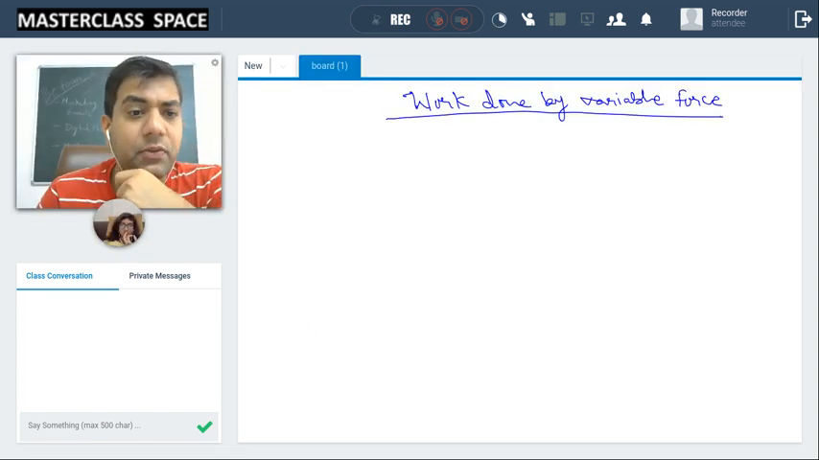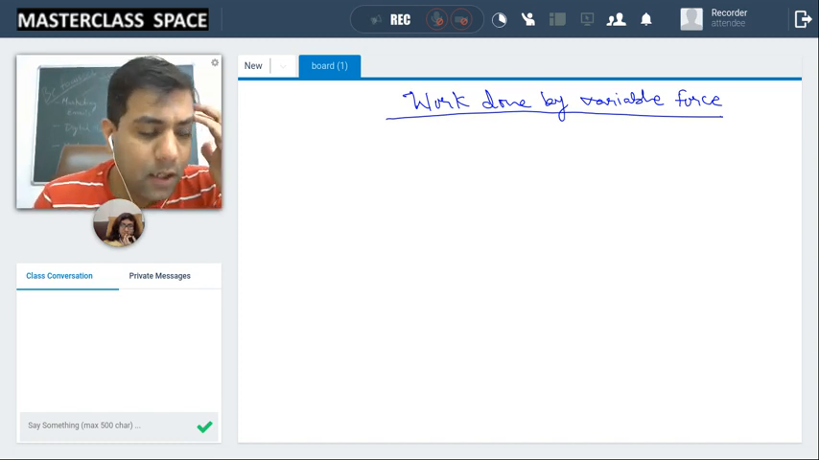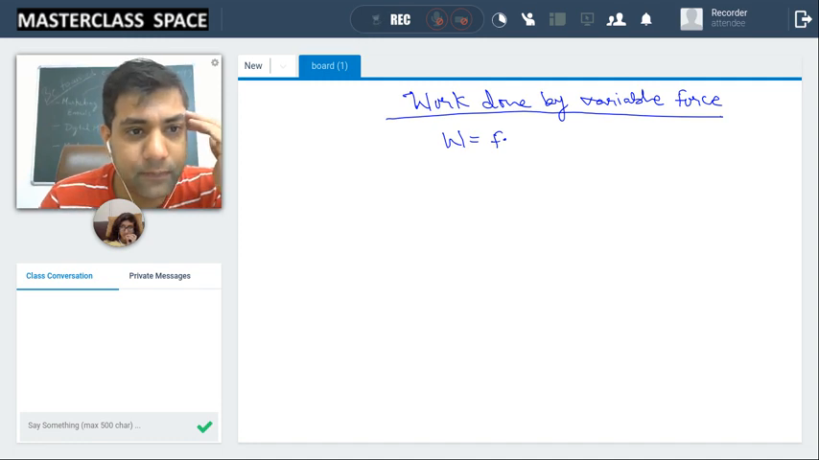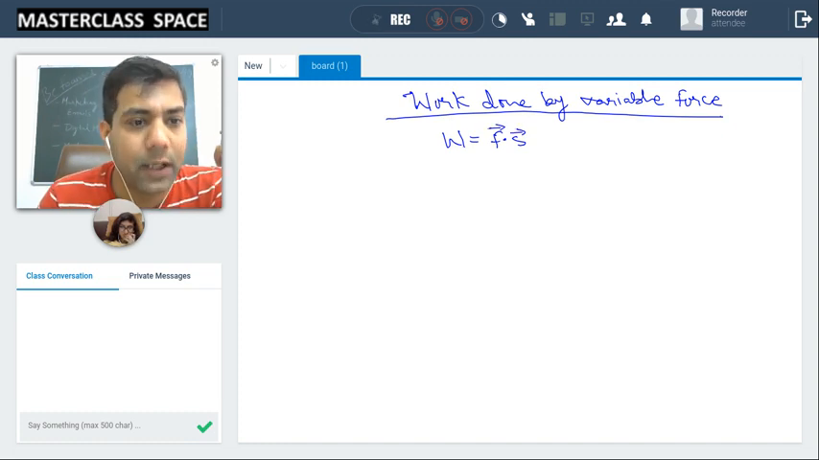Work done by a variable force, we are going to start in this class. So, from the definition, work done is what, Risha? F d cos theta. Then I can write F dot S or F dot d, whatever you want to take. Let me take F dot S in the vector form. It's a dot product, and the dot product gives a scalar quantity.